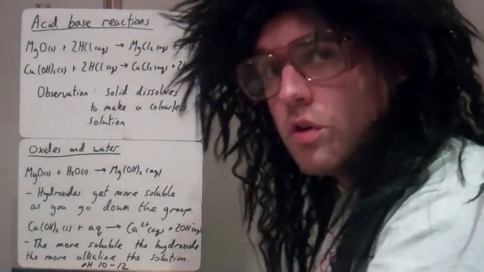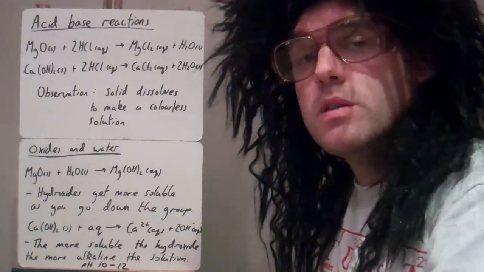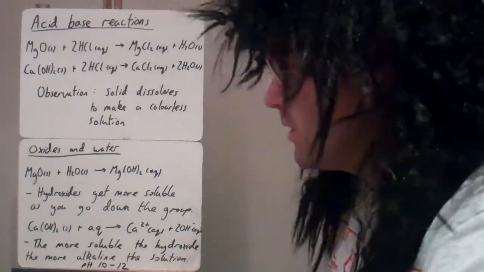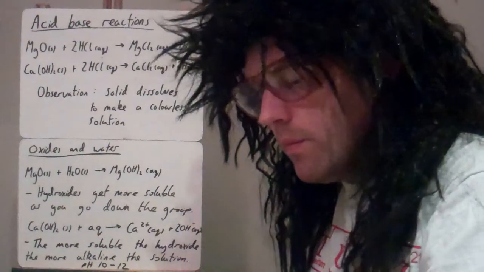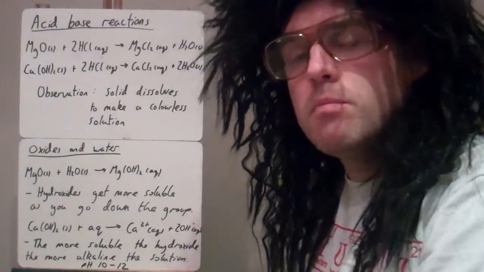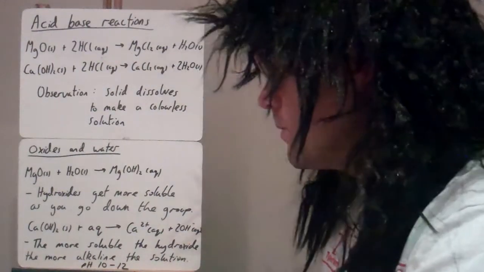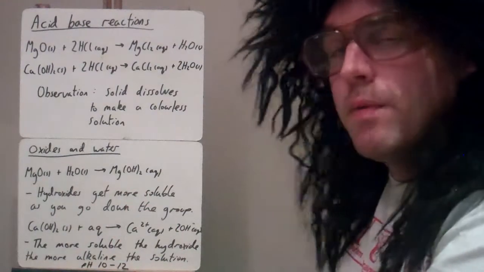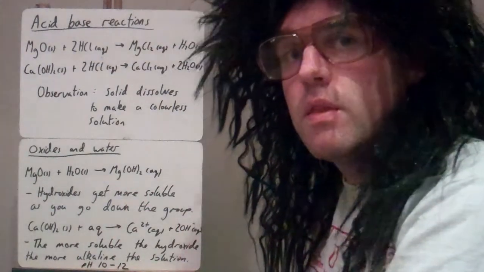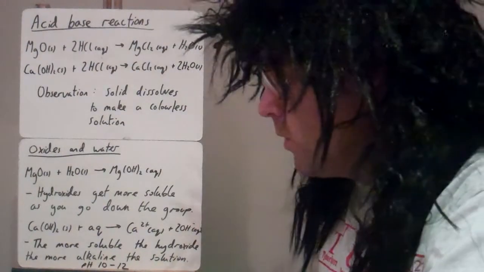The metal hydroxides, the group 2 hydroxides, are actually alkalis because when they dissolve in water they release OH minus ions. How many OH minus ions they release will depend on how alkaline the solution is. So the hydroxides get more soluble as you go down the group. So as you go down the group, the metal hydroxide is more and more soluble, and because it's more and more soluble, it'll be releasing more and more OH minus ions.